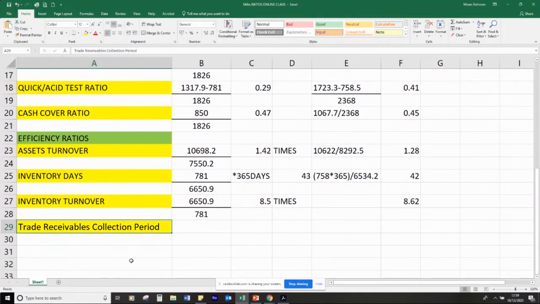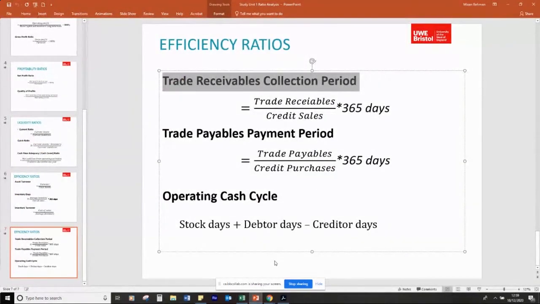It is also called debtor days. Trade receivables collection period. So there are two things here: trade receivables, which can be found in our balance sheet as a current asset, and credit sales. We have to assume that all of our sales are credit in this case. If you go for a company like Coca-Cola or Barratt or Diageo, they're all manufacturers. All of their sales could be assumed as credit sales. But if you're doing a retailer, you don't need to calculate this ratio. You can just ignore it.